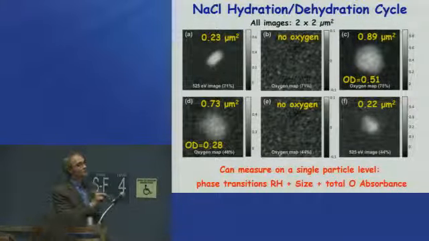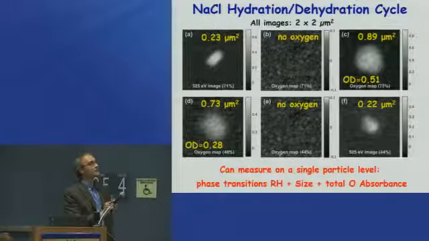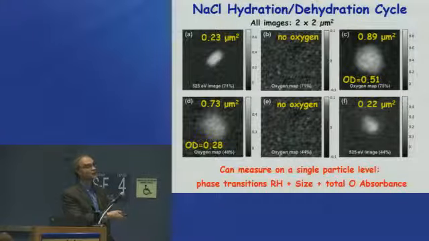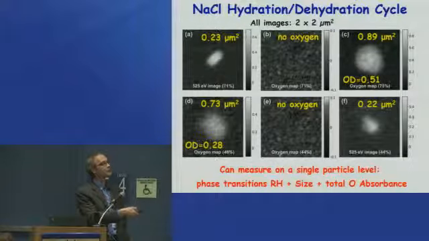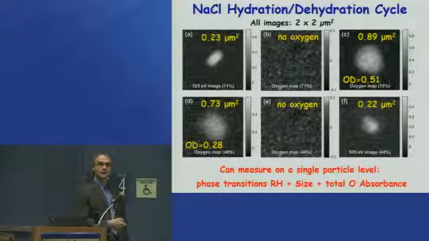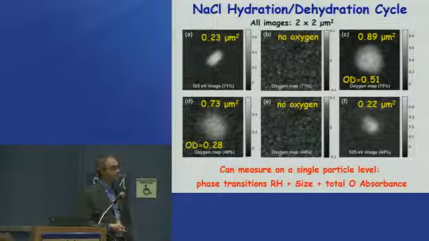So what is critical to point out here is not only the fact, which is fairly straightforward, that we can determine relative humidities at which phase transitions occur, but we also have the ability to measure differences in size. But most importantly, we can measure the amount of oxygen present by directly recording the optical density that corresponds to the concentration of oxygen atoms, and therefore the amount of water.